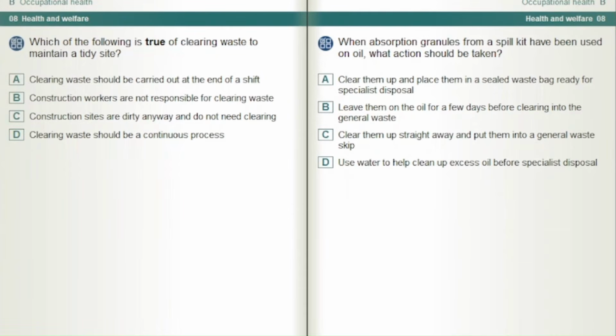When absorption granules from a spill kit have been used on oil, what action should be taken? Clear them up and place them in a sealed waste bag ready for specialist disposal. Leave them on the oil for a few days before clearing it into the general waste. Clear them up straight away and put them into a general waste skip. Use water to help clean up excess oil before specialist disposal.